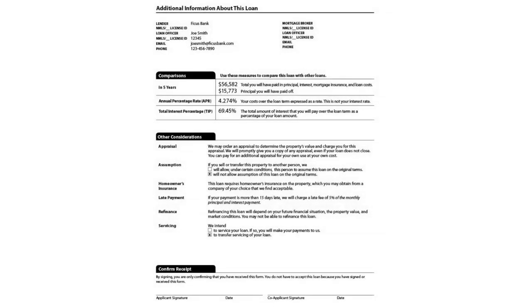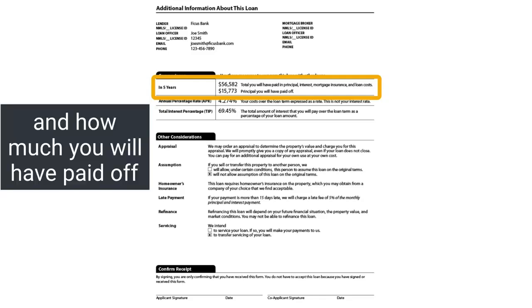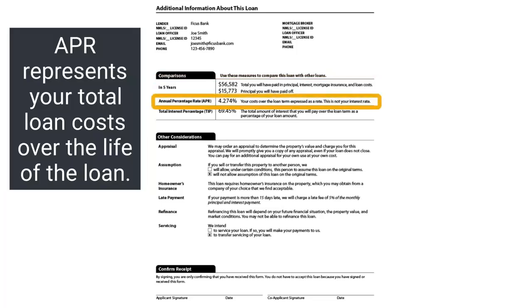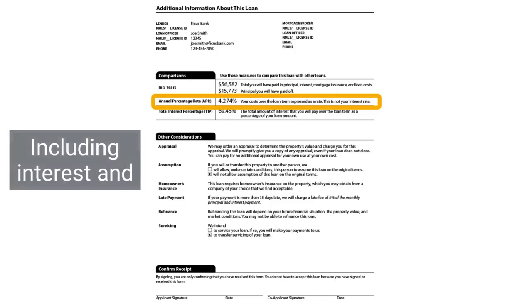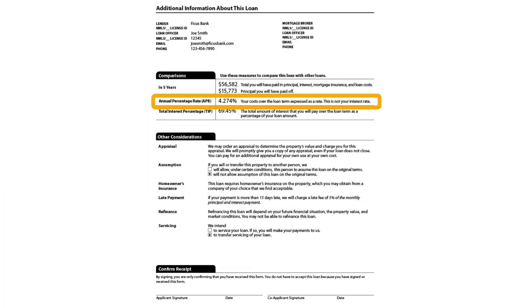Page 3 of the loan estimate has a few more key numbers, such as in 5 years, which shows how much you will have paid altogether and how much you will have paid off toward the loan balance alone in 5 years. APR. The APR represents your total loan costs over the life of the loan, including interest and upfront costs, expressed as an annual percentage rate.